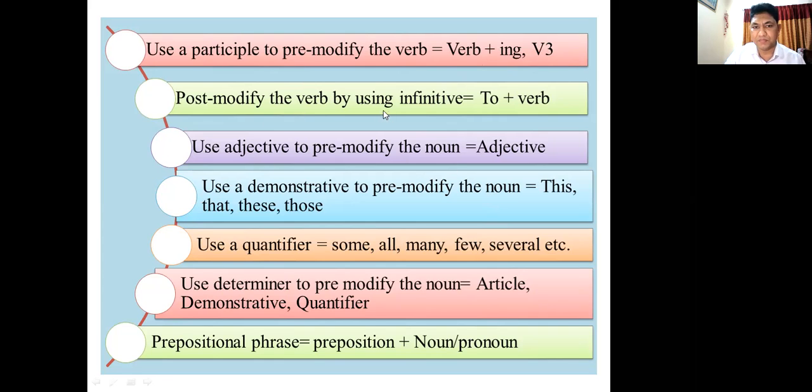Modify the verb by using infinitive. If you are asked to use infinitive, you have to use to plus verb. Basically these sentences express aim or purpose.